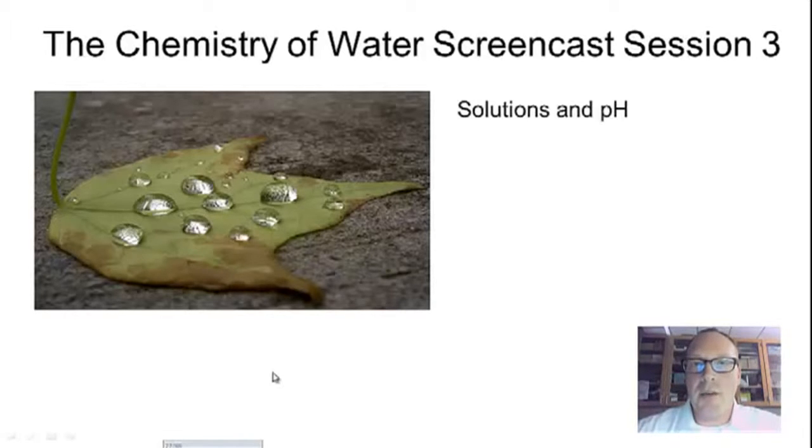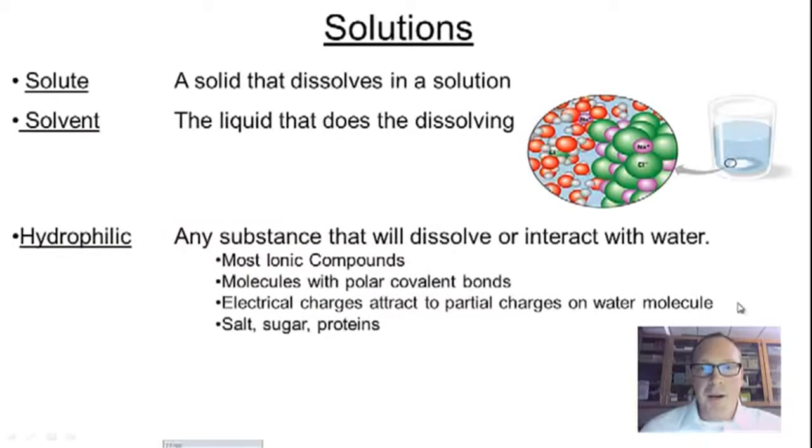I'm going to reiterate a little bit about what solutions are, and I'm going to talk to you about some very special solutions that can produce acids and bases. And of course, we're going to talk about the pH scale, which is a scale that measures the relative acidity or basicity of particular types of solutions. So let's get right to it here.